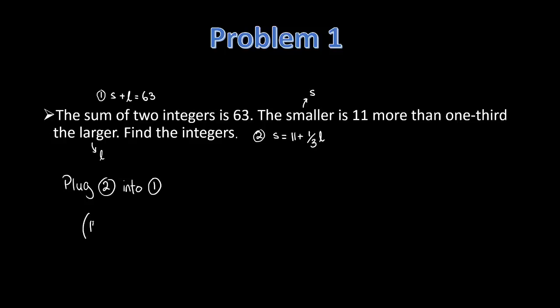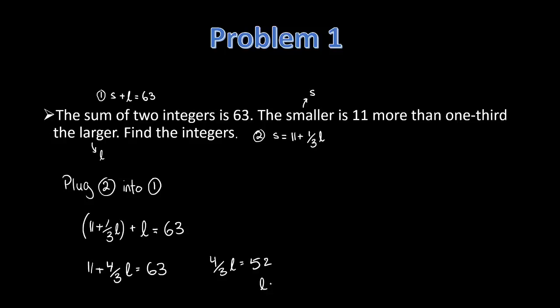So 11 plus 1/3 L is equal to 63. Alright, now let's open up the brackets. So 1/3 plus 3/3, that's going to be 4/3. So 11 plus 4/3 L is equal to 63. Then isolate L. 4/3 L is equal to 63 minus 11, which is going to be 52.